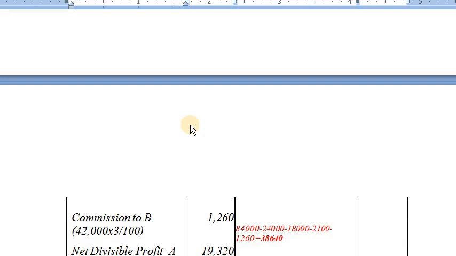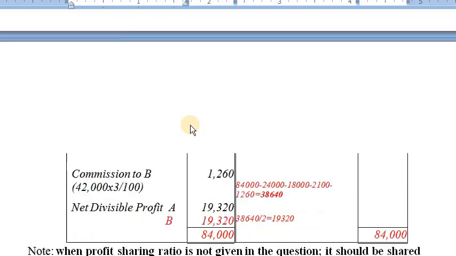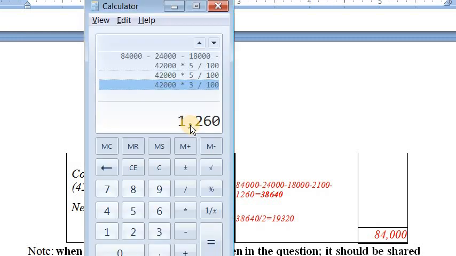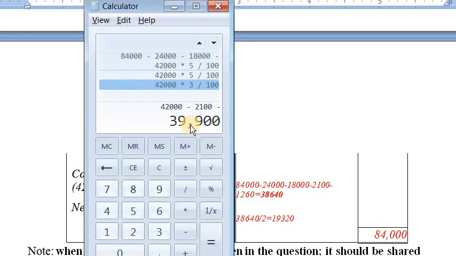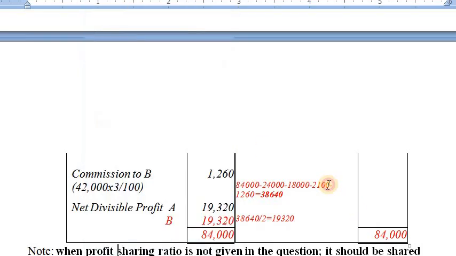Commission to A and commission to B, and divisible profit is 42,000 minus 2,100, that is given to A, and what was given to B? 1,260. So we have 38,640 available for these two partners.